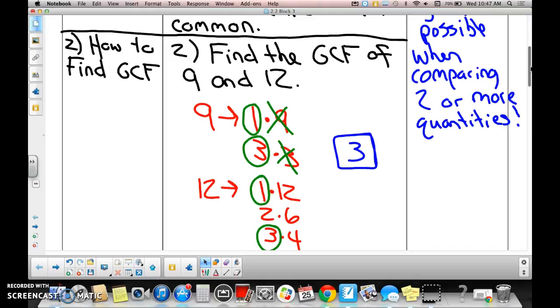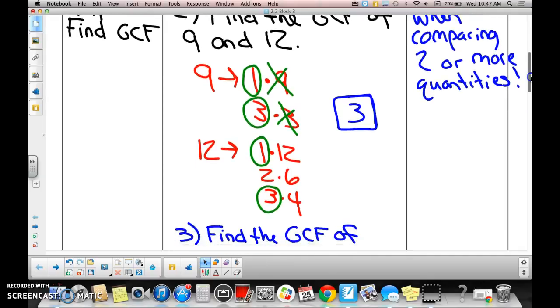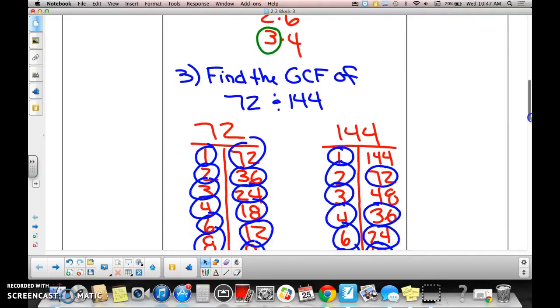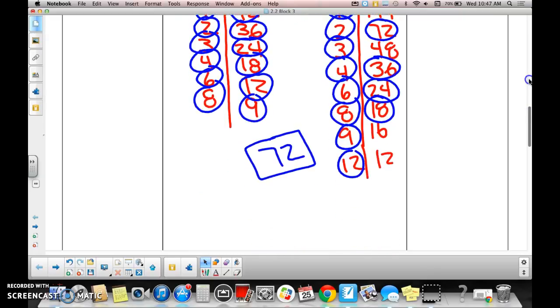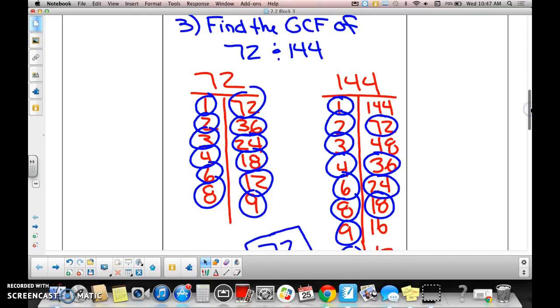So if you look at 9 and 12, I found the factor pairs for 9 and I found the factor pairs for 12. If we slide down to 72 and 144, which is what I really want to show you, our extra credit problem, we're using the factor pairs for 72 and 144, and we split it up into a little T-chart like Mrs. Euglin wanted us to do and told us to do, right? A little bit easier to look at.